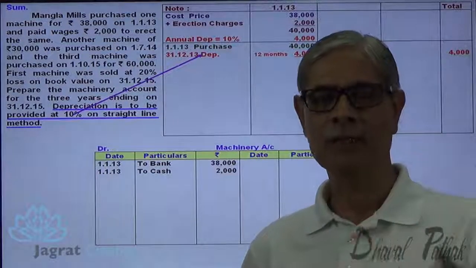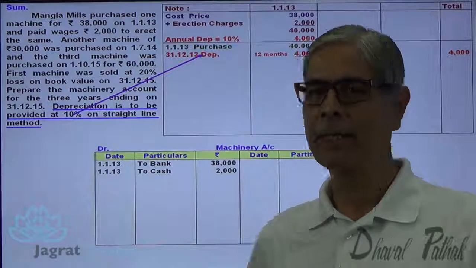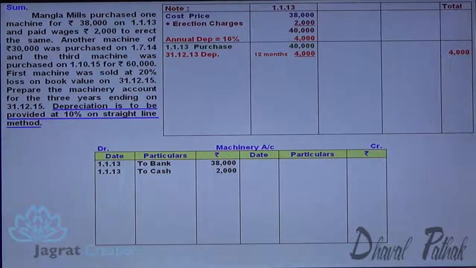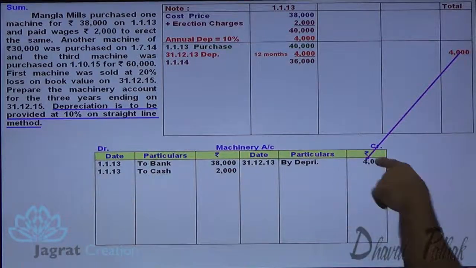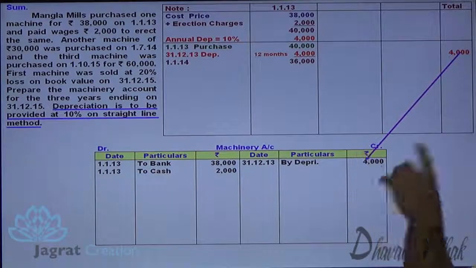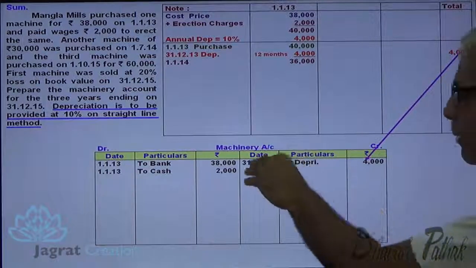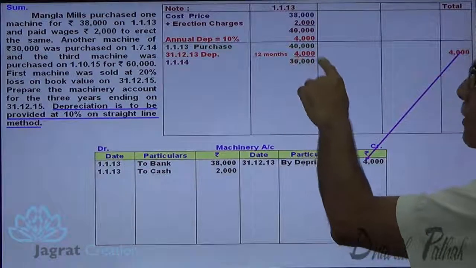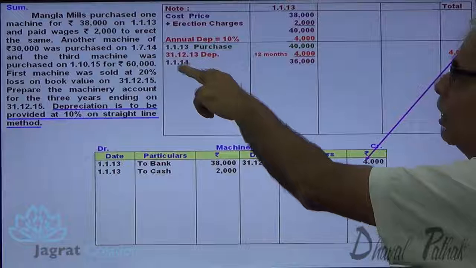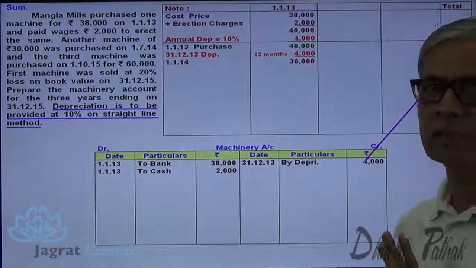So expenses and losses are debited. So depreciation account debit to machinery account credit. So here I write on the credit side of machinery account 4,000 depreciation. Now after writing down the value of 4,000, the value left on 1/1/2014 is 36,000.